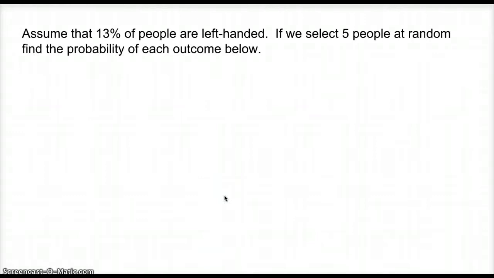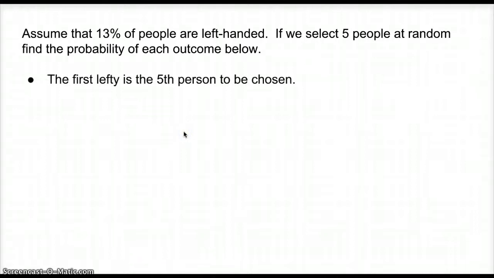So the first one is assume that 13% of people are left-handed. If we select 5 people at random, find the probability of each outcome below. There's 6 different probabilities we're going to do. We're going to do one at a time. The first one is the first lefty is the 5th person to be chosen. So pause the video, see if you can figure this out.